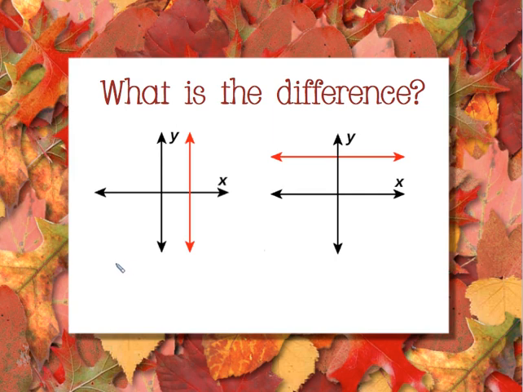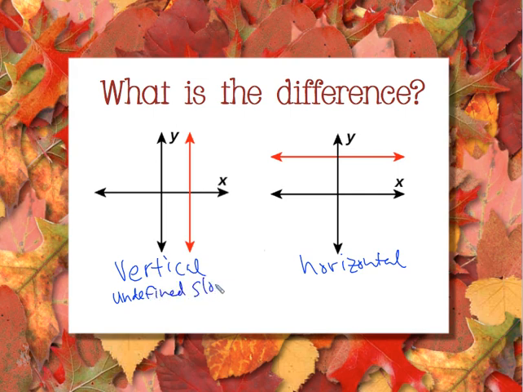This is a vertical line. This is horizontal. This one has an undefined slope, because it has rise, but it has no run. And since slope is rise over run, if the run is 0, you divide by 0. And in math, you can't divide by 0. So that's why that's undefined. But this one has run, but no rise. So the rise part is 0, which means that the slope is just 0.